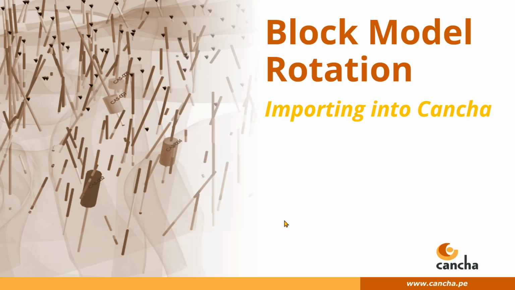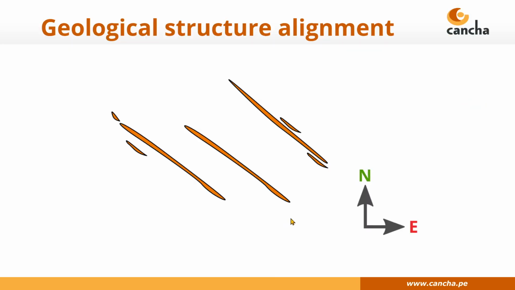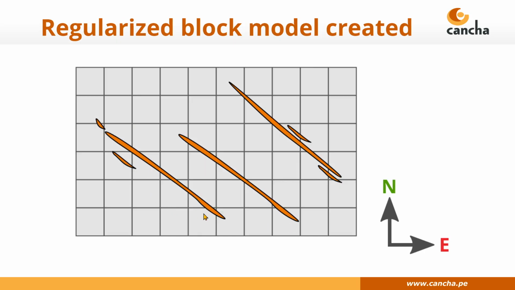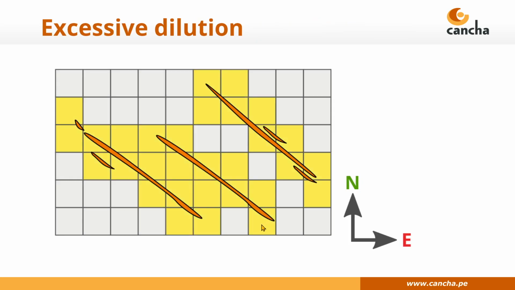Hi folks, welcome to this Cancha tutorial on how to import block models that have been rotated. Rotation of block models is something that happens when the deposit has long and thin structures, and the resource geologist decides that if they were to put a regularized grid on there, which doesn't line up exactly, it could lead to excessive dilution, because you can see here that there's some blocks that are only just touching the vein, so they'll be given quite a low grade, when in fact, we don't want to lose this material.